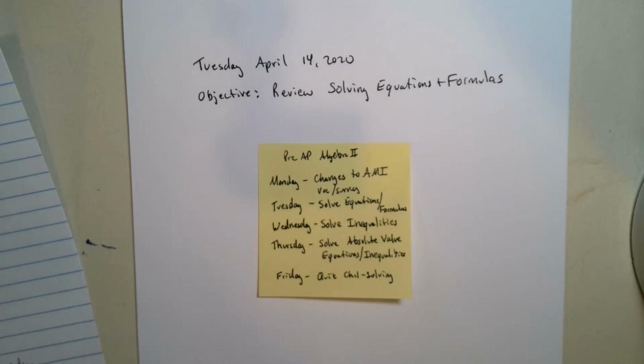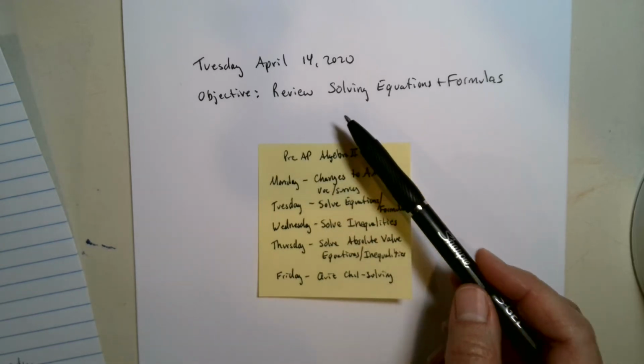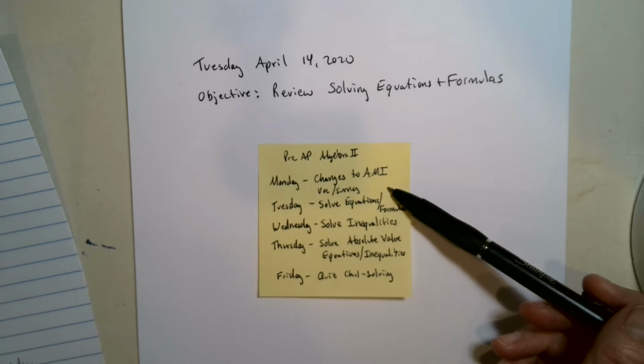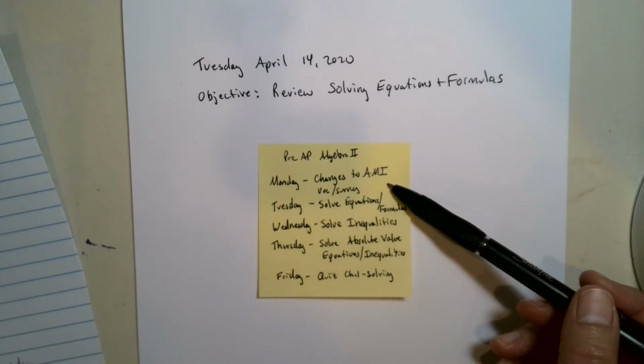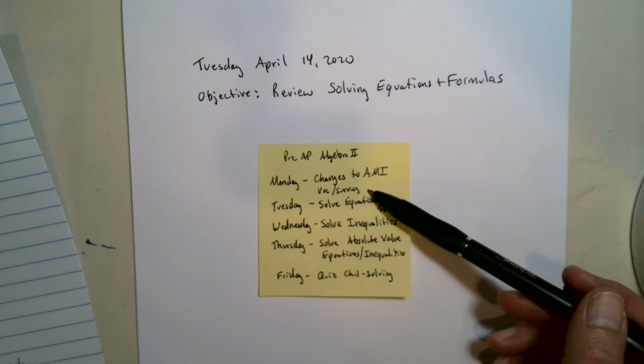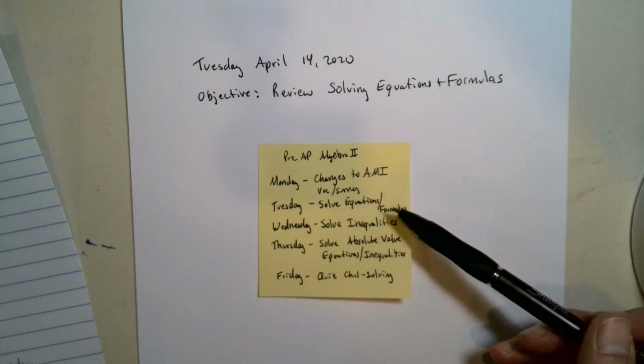All right, this is our video for Tuesday, April 14th. We are going to work on reviewing solving equations and formulas, just kind of a reminder of how our week's going to go. For Monday, we had a video about the changes to AMI, and you did a little bit of vocabulary work and took a survey.